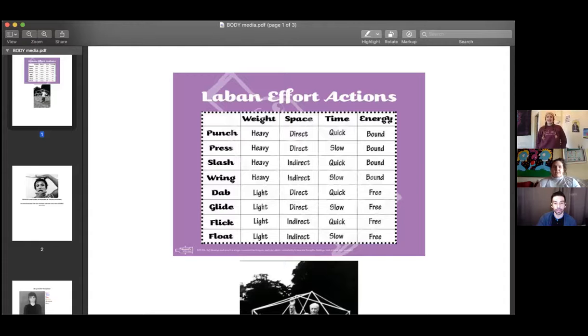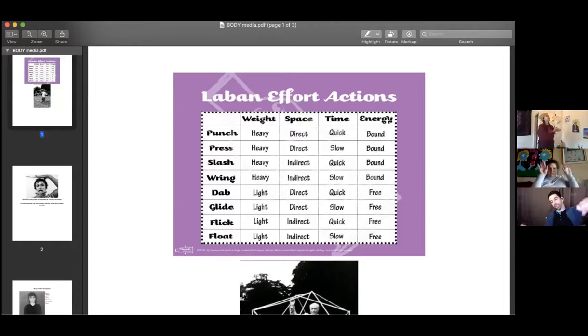Let's move in a glide. So we're light, but we're direct, right? It's not a float. Yeah, it's a glide. You're light, but you're still direct. And you're slow, and you're free. How does this make you feel to move in a glide?